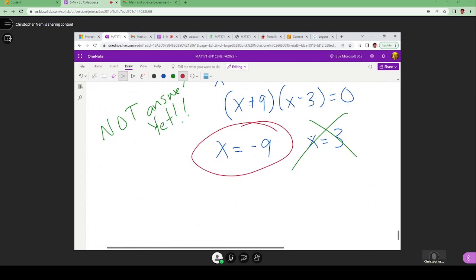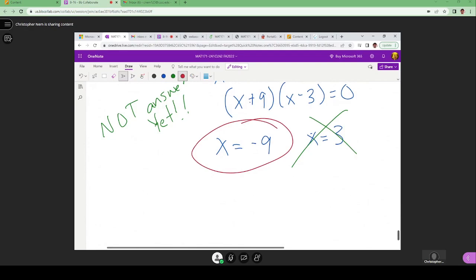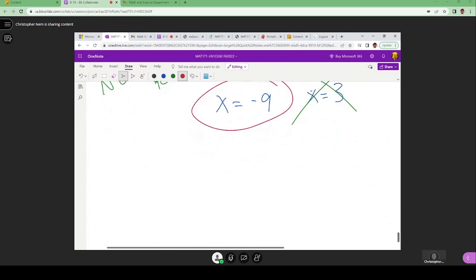You have to check it. You have to plug it back in. And this is the same when you're solving square roots. Like when you're solving square roots, let's say I have 2x equals 1 minus square root of 2 minus x.